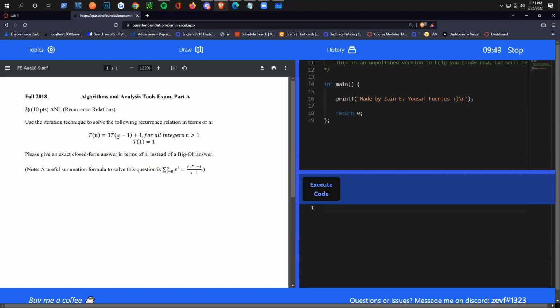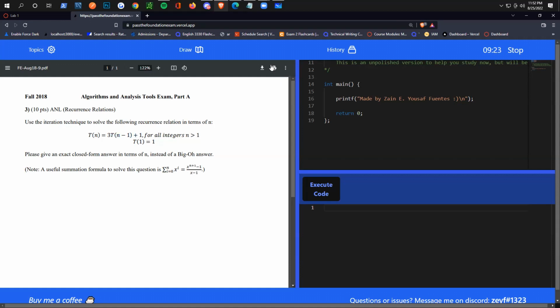first thing to notice, whenever you go to these, we're just doing the iteration technique, solving in terms of n, given an exact closed form instead of big O. So we're doing closed form in terms of n, and they give us this recurrence relation. Notice that the recurrence relation is based on n minus 1, so we're not doing any sort of division. We're not dealing with powers here. That's the first thing to notice. So this is going to work a little differently than normal, but these are actually way easier.